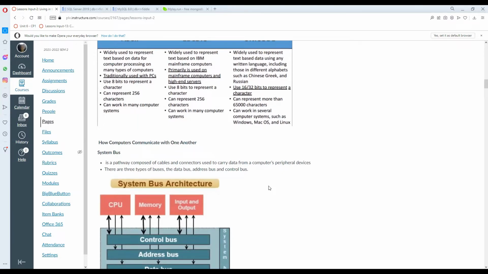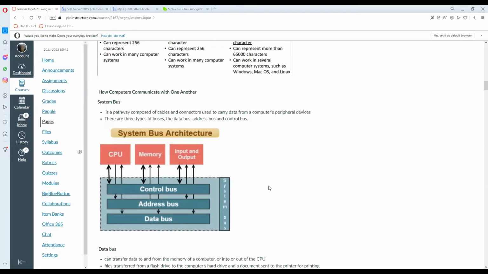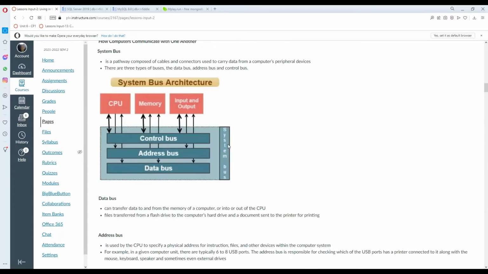How computers communicate with one another. First, the system bus is a pathway composed of cables and connectors used to carry data from the computer's peripheral devices. There are three types of buses: the data, the address, and the control bus. So the system bus architecture consists of the CPU, memory, input, and output.